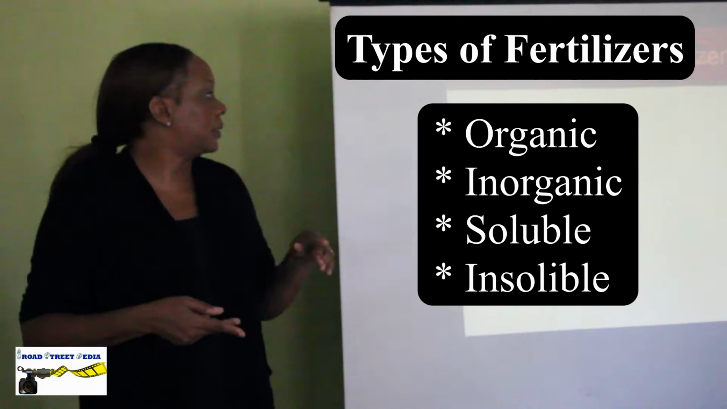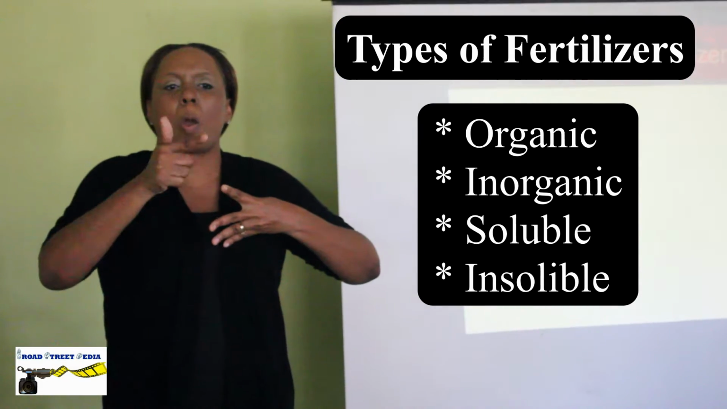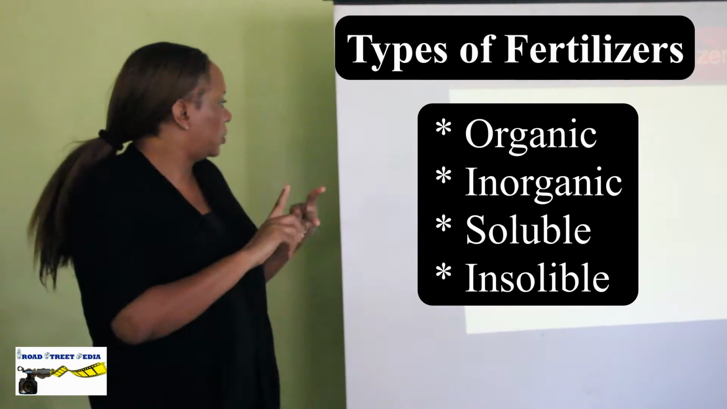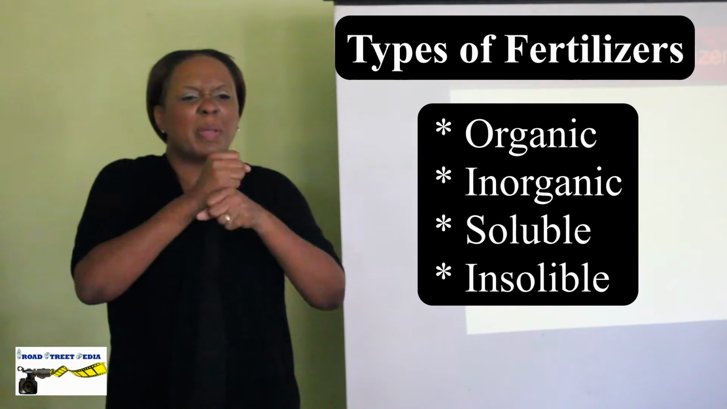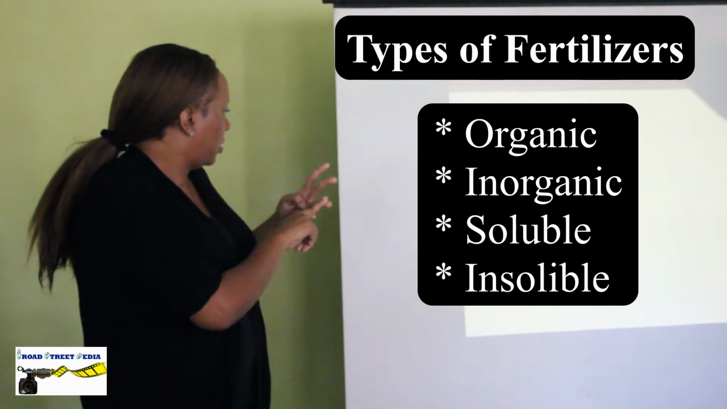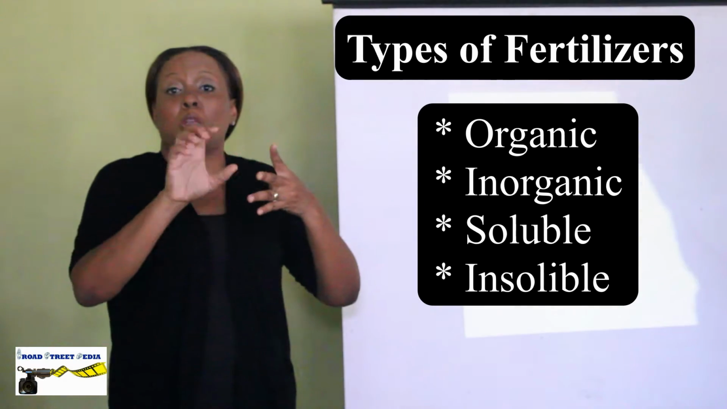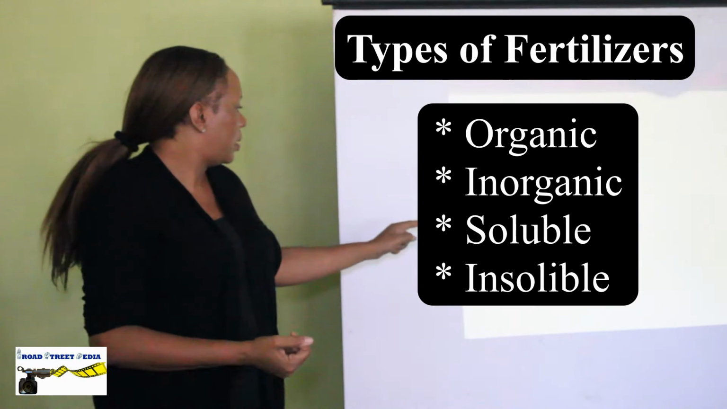Organic, inorganic, soluble, and insoluble. The organic will be the dung. The inorganic are the ones that are made. Soluble means that they can be easily dissolved, and the ones that are insoluble cannot be easily dissolved. Now, we have some over here that you can view.